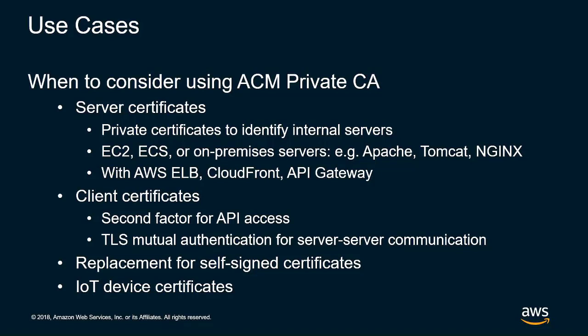ACM Private CA certificates also work well for customers who want a replacement for self-signed certificates, especially if you want to automate your certificate management through APIs. Rather than using self-signed certificates, managed certificates issued through a Private CA can give you more repeatable and manageable automation and avoid expirations. Finally, IoT device certificates for customers who are manufacturing a lot of devices. Device certificates identify the device, and ACM Private CA can issue certificates in volume to identify those devices.